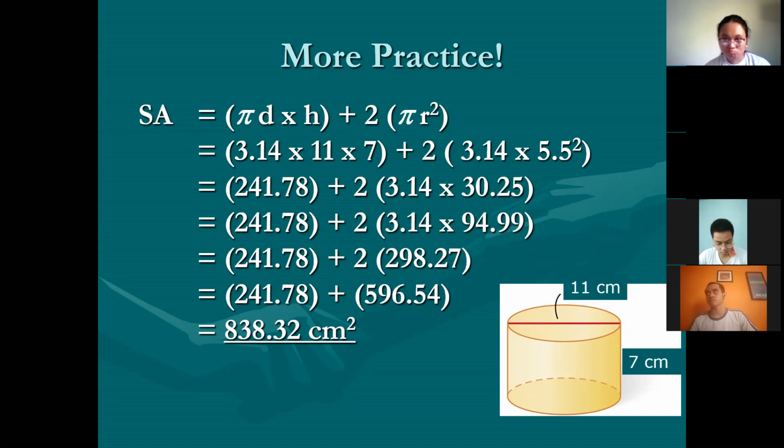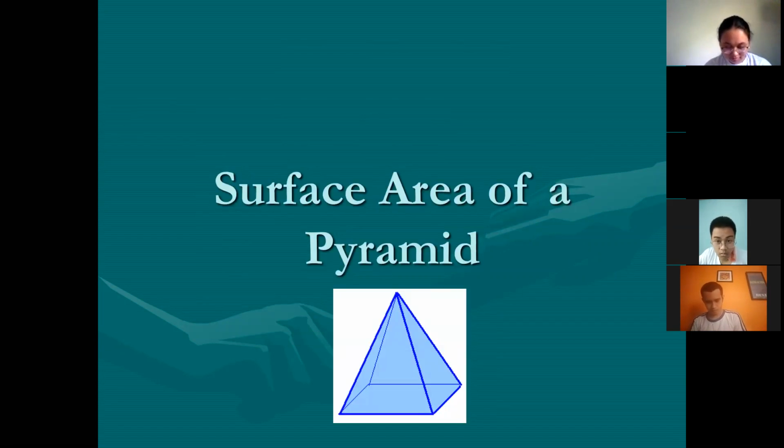So the formula is again 2 pi r squared plus 2 pi rh, or pi dh plus 2 pi r squared, whichever you are going to follow. Anyway, for the taking of the exam, you are guided with the list of formulas in your index card. Please copy the given in this figure, class, and then chat me with the correct answer because I doubt if my answer here is correct. 11 diameter, 7 height. Let's proceed with pyramids this time.